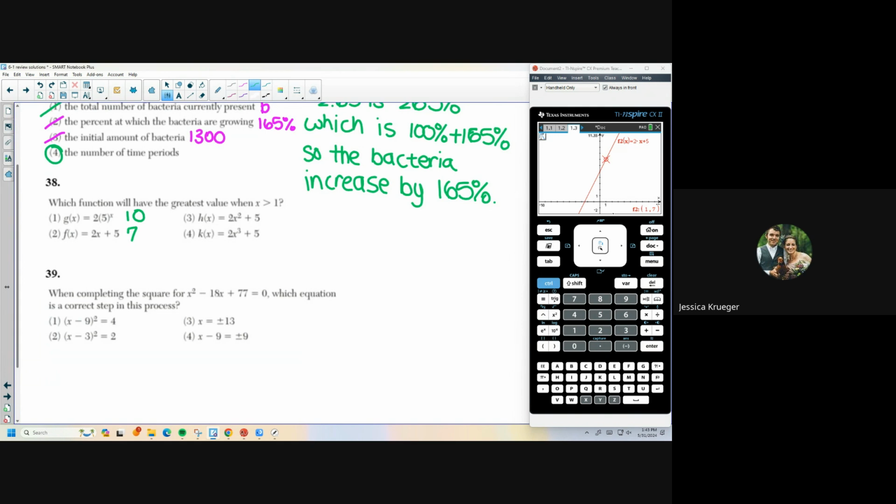3 is 2x squared plus 5. So at 1, it is also 7. And then the last one is 2x cubed plus 5. And at 1, it is also 7. So which one has the greatest value? It's number 1.